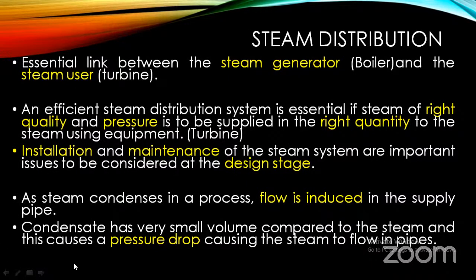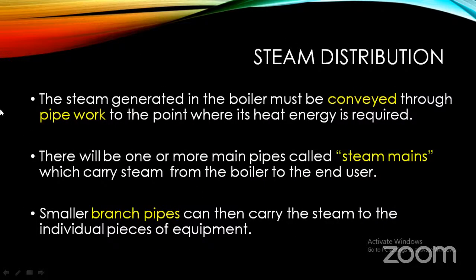So this is the steam distribution system. The steam generated in the boiler should be conveyed through the pipe work. We have a front user, that is the boiler, and we have an end user, that is the turbine. In between, we have the pipelines to connect the boiler to the turbine.